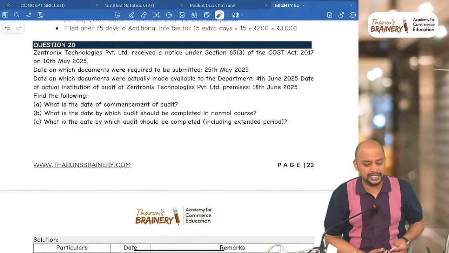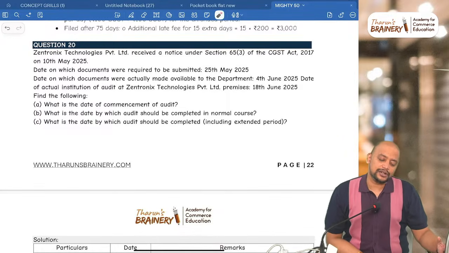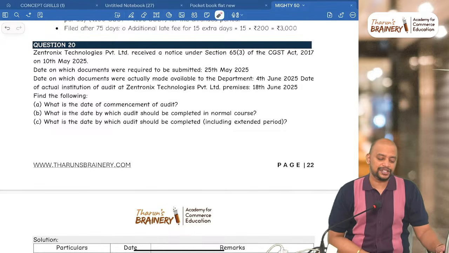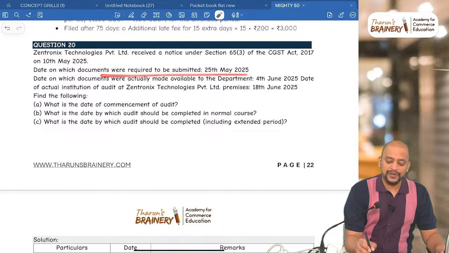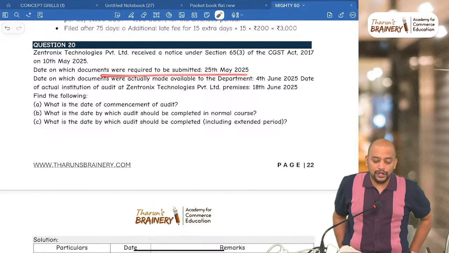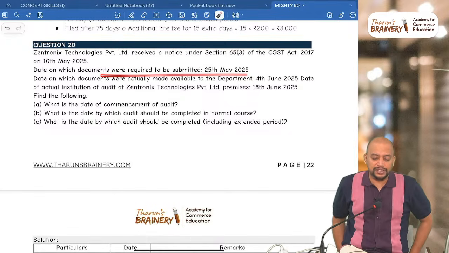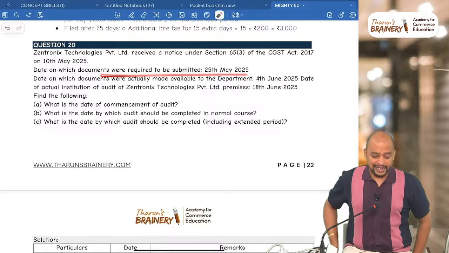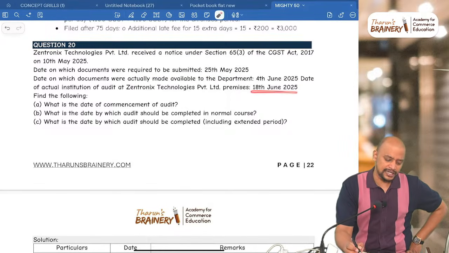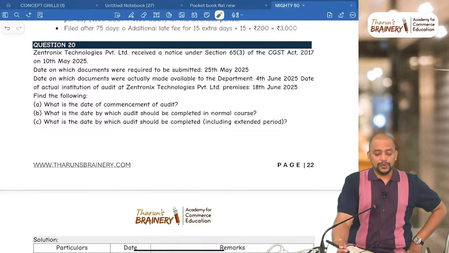So coming back to this, JAN'26 Technologies Private Limited received a notice under 65(3) of the CGST Act on 10th May. The date on which documents were required to be submitted is 25th May 2025. The date on which documents were actually made available to the department is 4th June, and the date of actual institution of the audit is 18th June. Find the following.